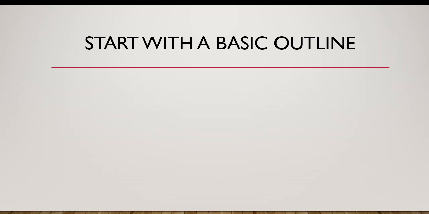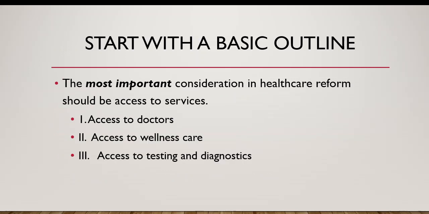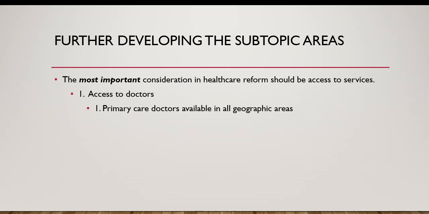Let's start with a basic outline using one of the ideas we developed in a previous PowerPoint. The thesis that we came up with was, the most important consideration in healthcare reform should be access to services. The subtopic areas we came up with were access to doctors, access to wellness care, access to testing and diagnostics, and access to vaccines. Now let's look at one of those subtopic areas.